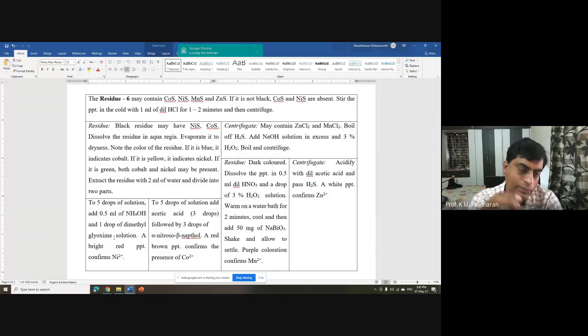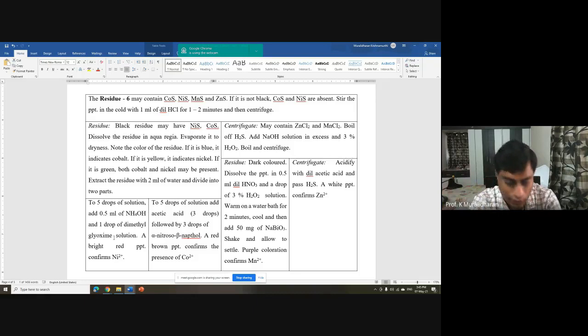So this dimethylglyoxime precipitation of nickel is your quantitative analysis to estimate the amount of nickel present. Okay, it is a quantitative analysis, but by the gravimetric method, not by titration.